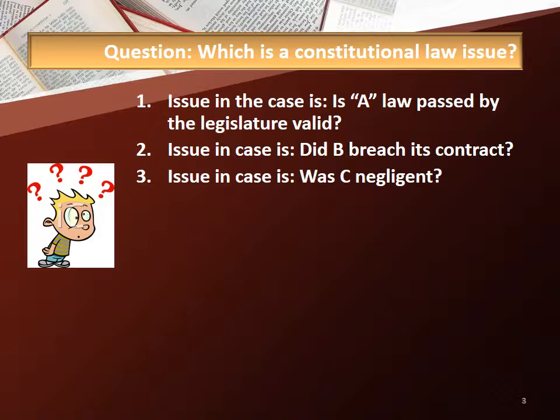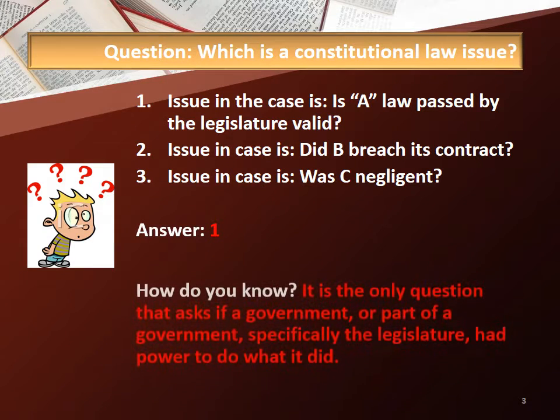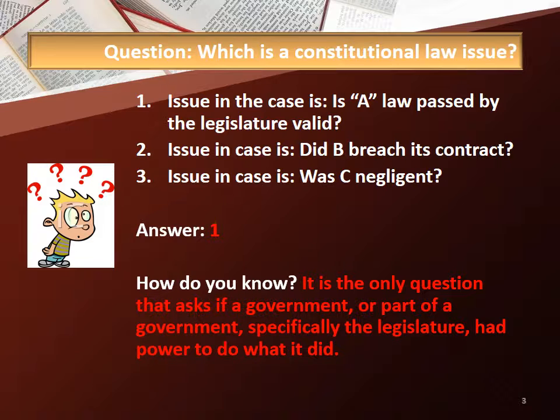1. Is a law passed by the legislature valid? 2. Did B breach its contract? 3. Was C negligent? The answer is number 1. How do you know? It is the only question that asks if a government or part of a government, specifically the legislature, had the power to do what it did.